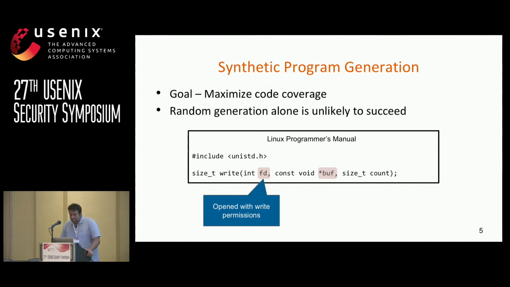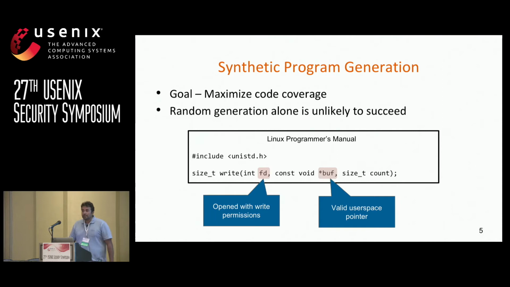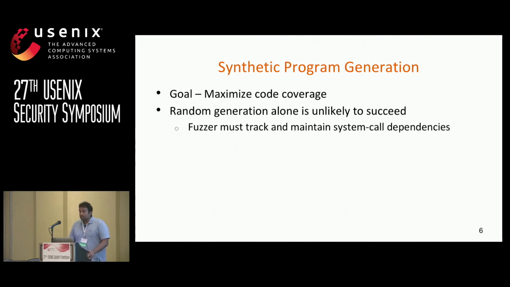The same is true for the second argument buff, which has to be a valid user pointer. But what's interesting here is that both buff and the third argument count are actually dependent on each other, since the entire memory region between buff and buff plus count has to be valid user memory. So if these arguments are generated independently, then that will greatly increase the chances that the call will fail. Therefore, in order to generate these valid system calls, OS fuzzers need to be able to track and maintain system call dependencies. So how do they actually do this?